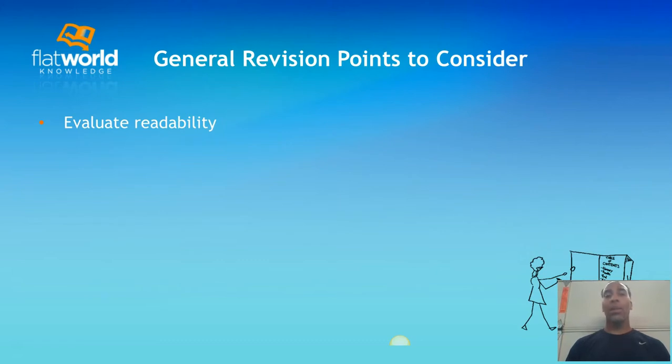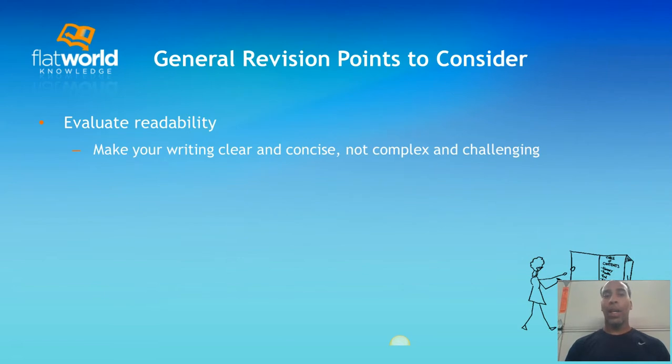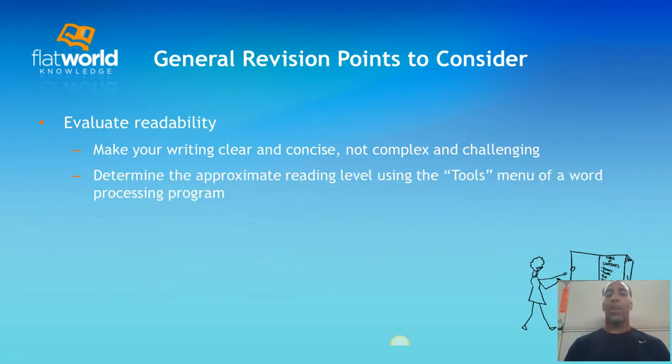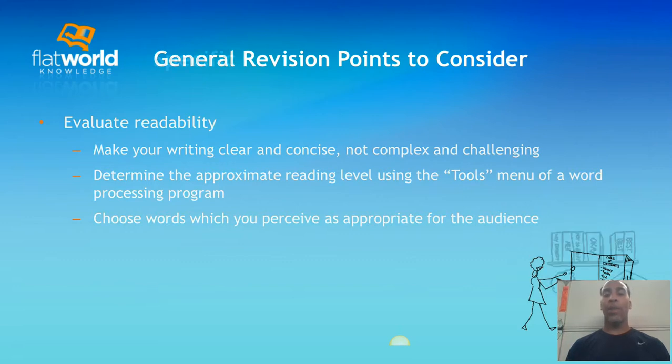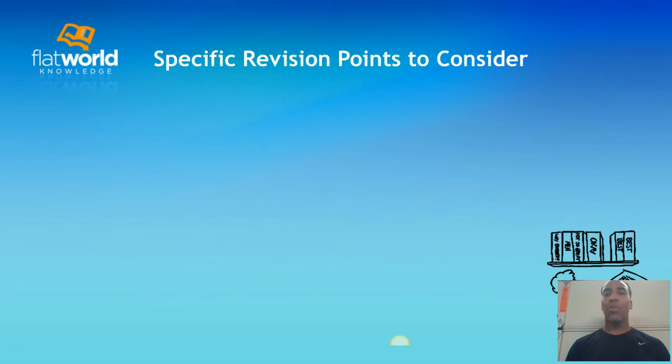Evaluate readability, right? So you don't want to just confuse people. I don't like those emails or documents that are sent out that I cannot understand. I have to read over and over again. Nobody does. We want to understand it. Make your writing clear and concise, not complex and challenging. I don't want you to be challenged by what I wrote. I want you to understand what I wrote. Determine the approximate reading level using the tools menu of your word processing program, right? So you want to know what level this is for: high level professor, PhD type, or just a lower level, sending an email throughout the organization. Choose words which are perceived as appropriate for the audience, right? So you'll make sure that what you're saying is appropriate to them and understandable, of course.